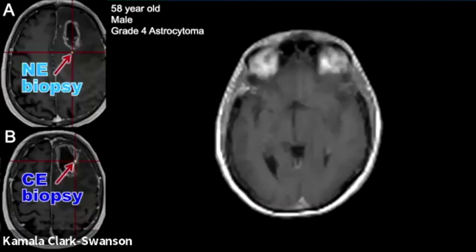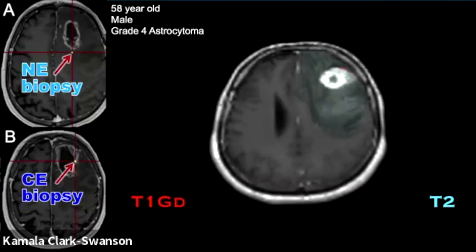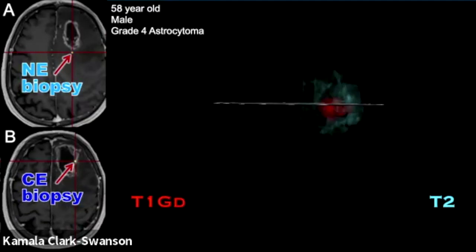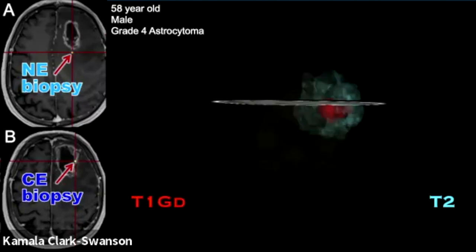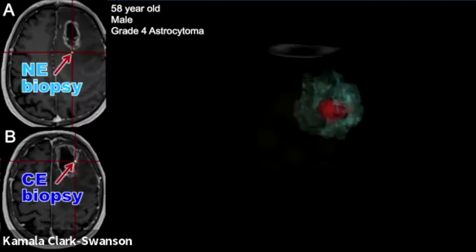So here's an example patient. This is a 58-year-old male who had grade 4 astrocytoma. They came to us, they got some imaging. We segmented that imaging. Here's a 3D representation of that. The T1 GAD, which is considered the core of the tumor, is shown in red here. The T2 in blue.